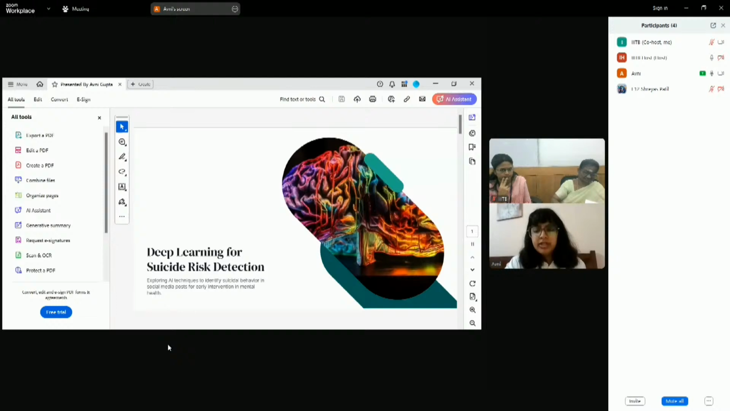So good afternoon, everyone. I am Avni Gupta, third year BTech student from Thapar Institute of Engineering and Technology. So our topic of research is deep learning methods for suicide risk detection in Reddit posts.